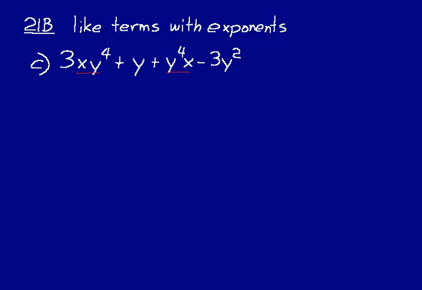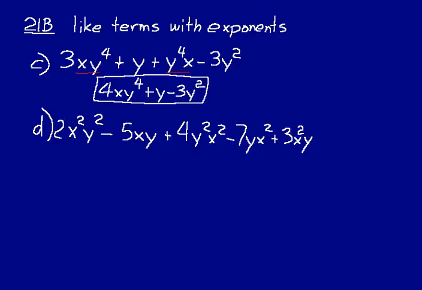Okay, so let's go ahead and add these two together. 3xy to the fourth plus xy to the fourth, or 1xy to the fourth, would just be 4xy to the fourth. We add the coefficients, or the number parts, together. And so we get 4xy to the fourth, and then plus y minus 3y squared. So we've simplified that to 3 terms now instead of 4.